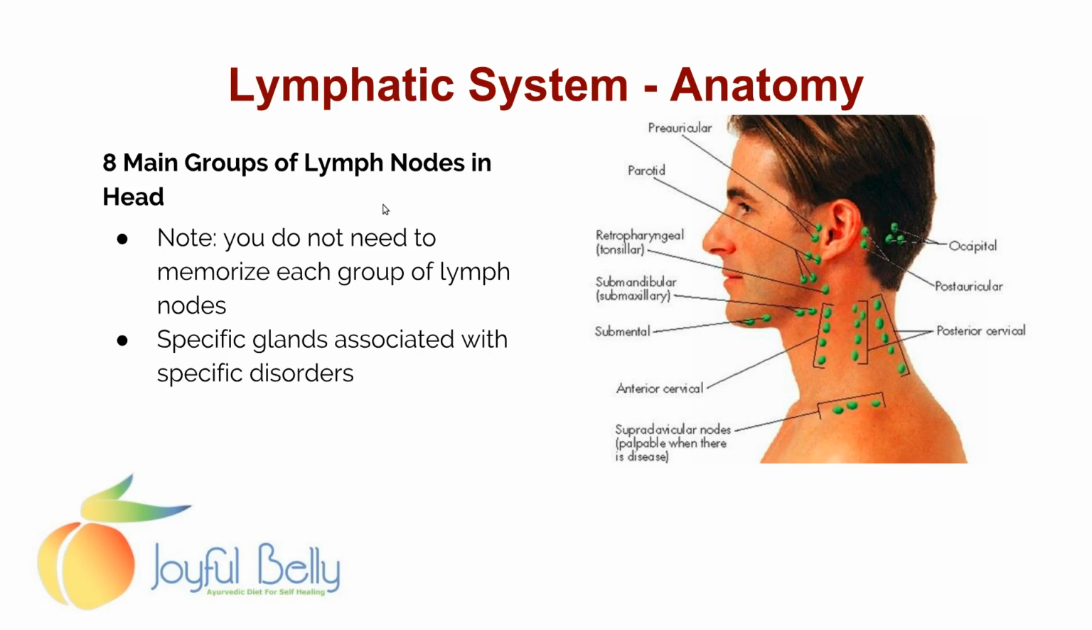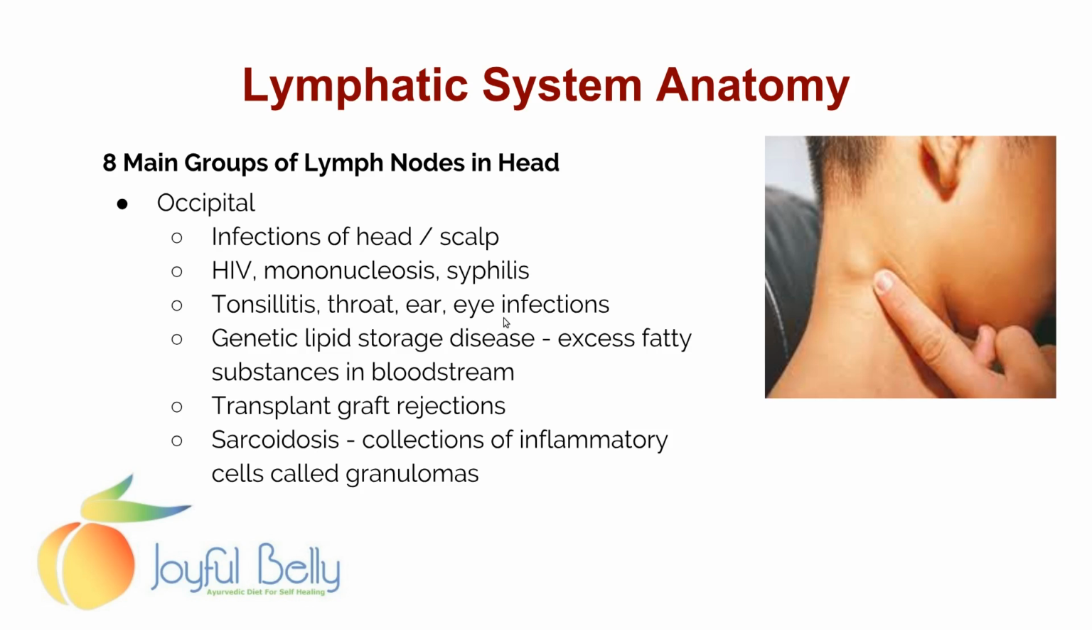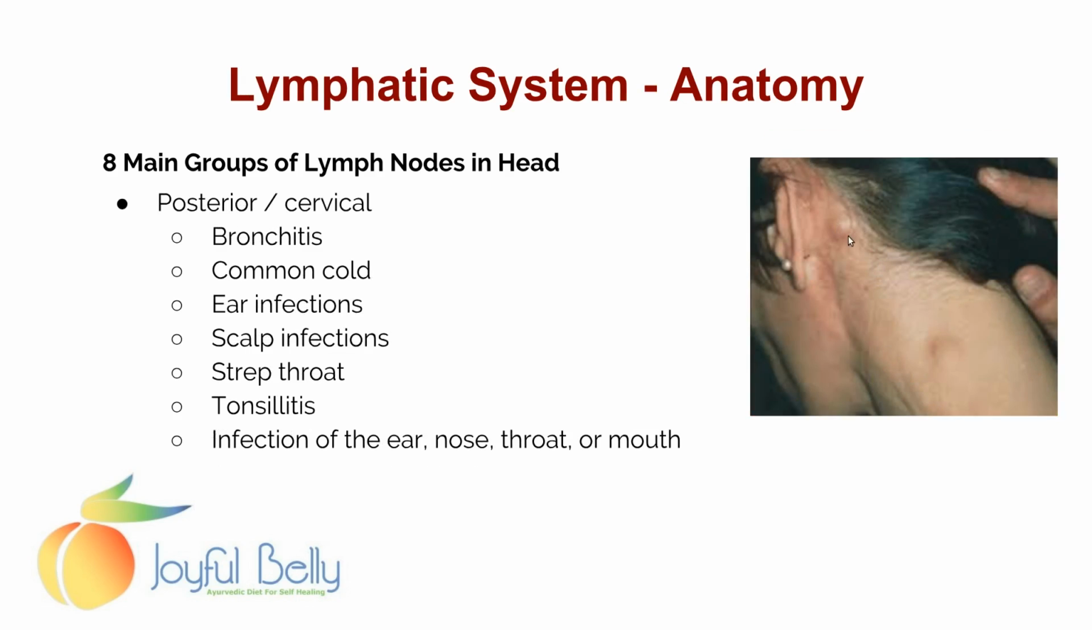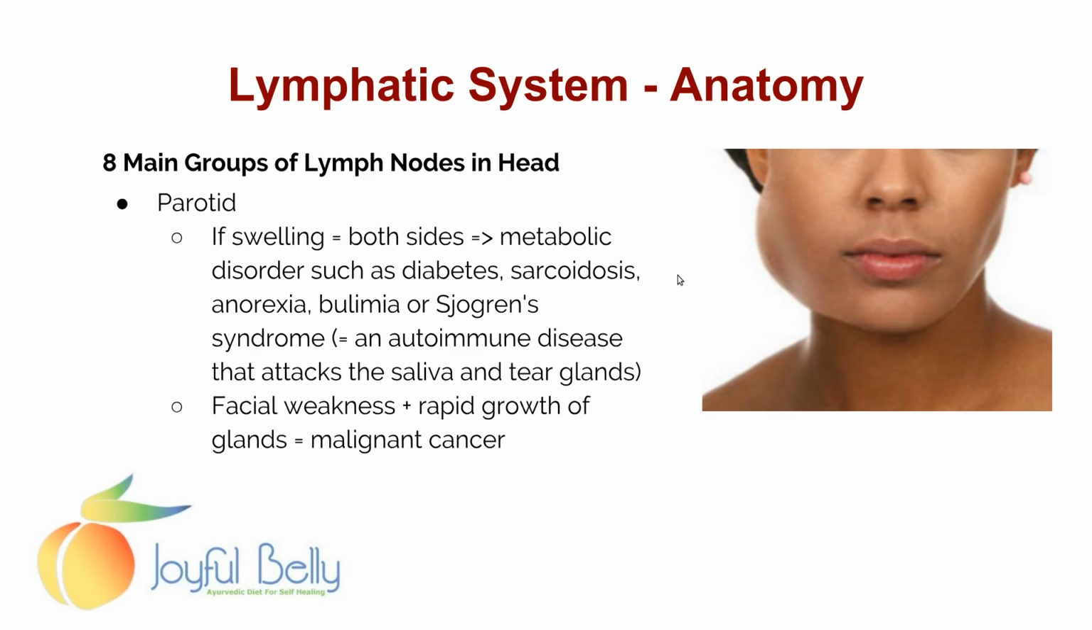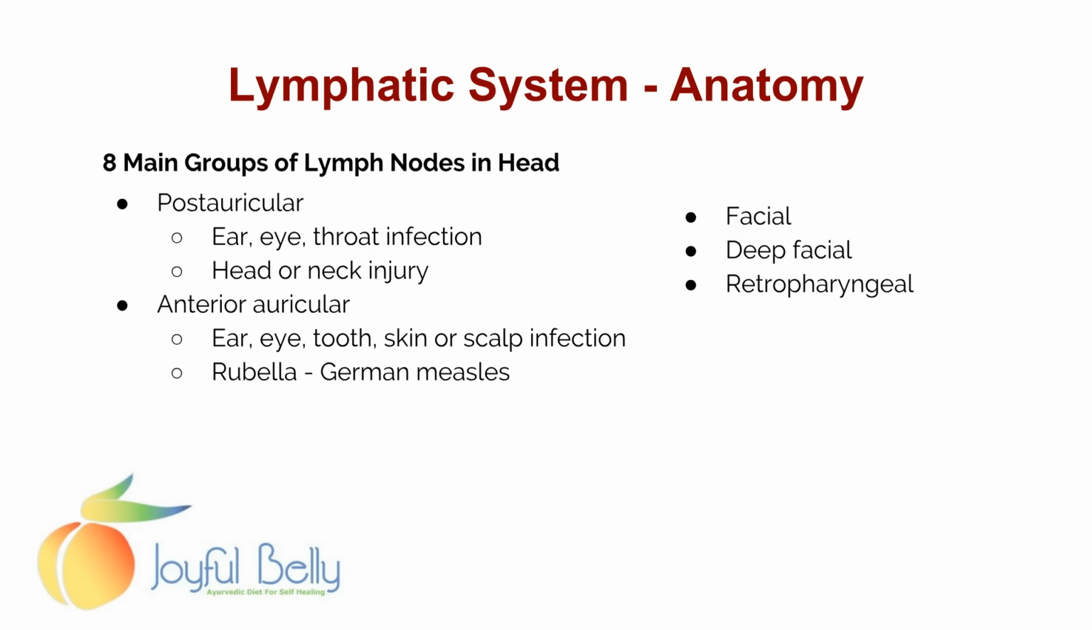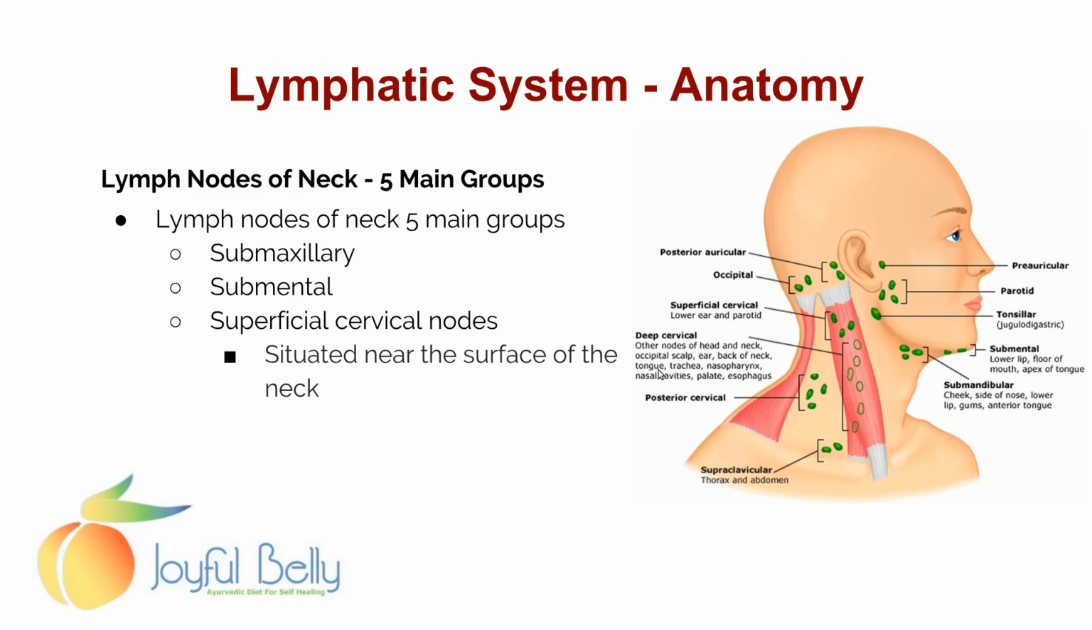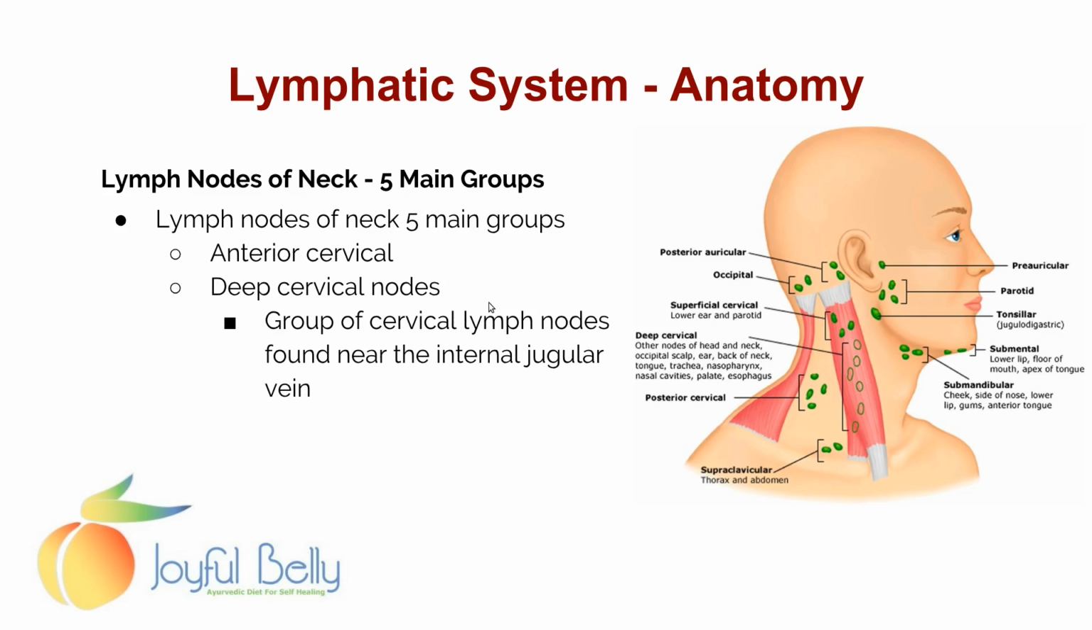There are 8 main groups of lymph nodes in the head. You can pause on this slide and review them. But I just want to show you some of the pictures. There's a lymph node in the back of the neck. Other lymph nodes further up near the ear. The parotid lymph node here, you see is bulging. And here are some of the other different areas of lymph nodes. Same thing again, you can take a look at these slides, pause on any one of them to check them out a little more.